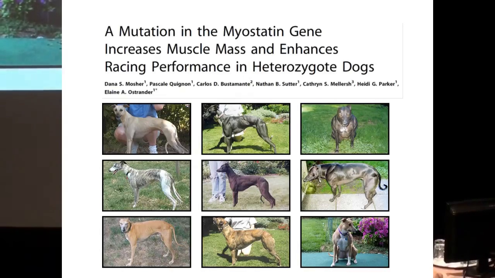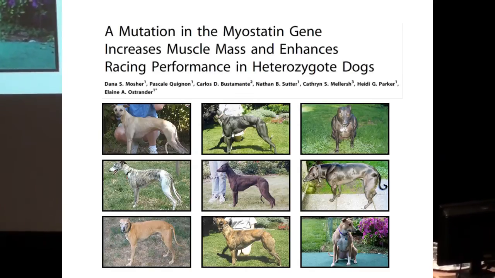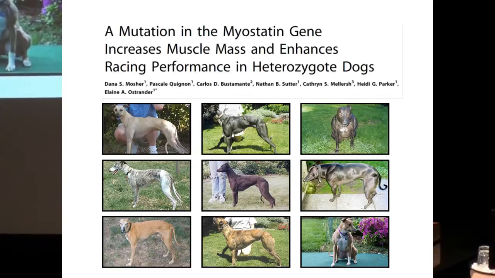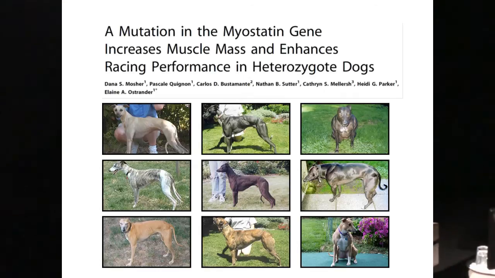And when I talk about 2 key take-home messages from the slide, number 1 is if we can reduce myostatin levels by 50%, we can have a profound effect on muscle mass, which is very achievable therapeutically. And secondly, this loss of myostatin drives a profound increase in function. So the whippet dog here can run at about 60 miles per hour.